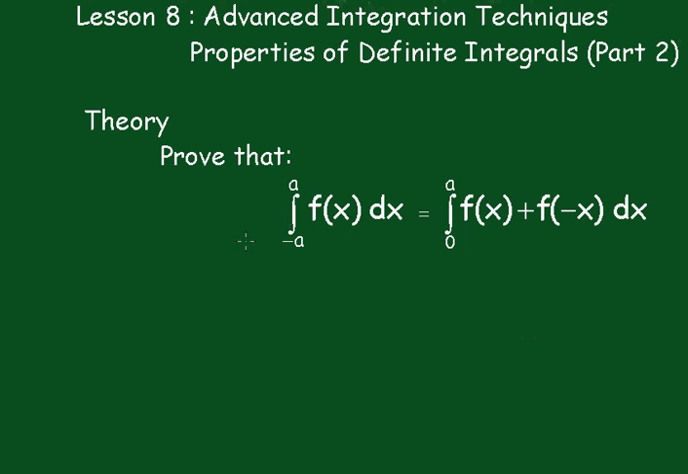this one here, or left-hand side if you like, is equal to the integral from minus a to 0 of f(x) dx plus the integral from 0 to a of f(x) dx. Now, we're going to have a look at this one here.